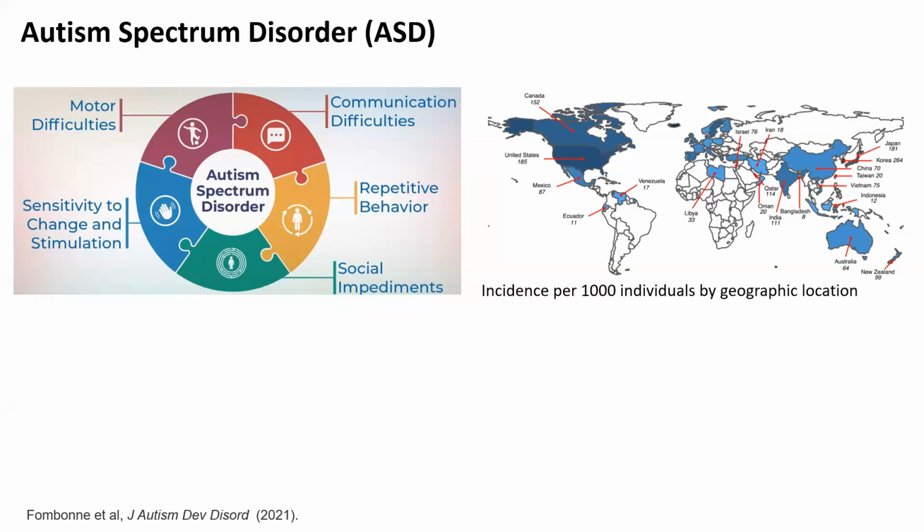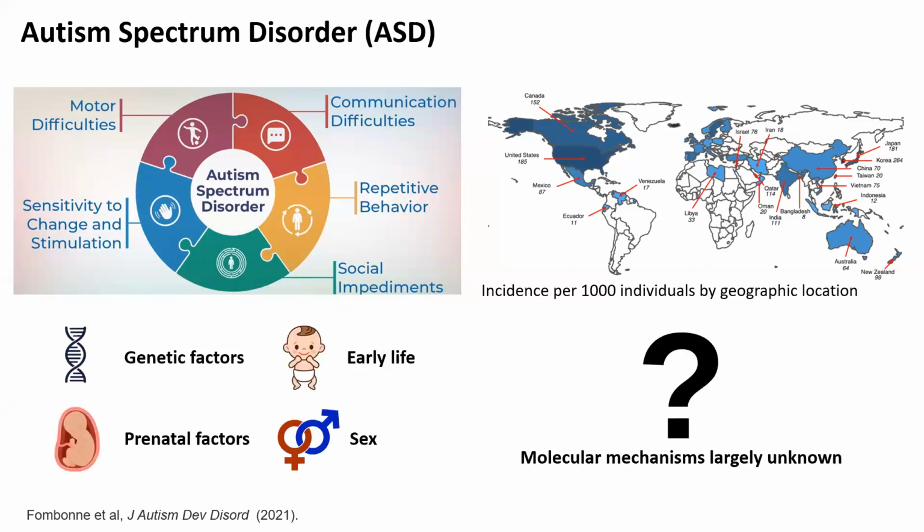And the incidence rates of autism are on the rise in many regions of the world, some places reaching over 2%, actually. Although there are several risk factors that are known for autism, such as genetic factors, but also early life exposure and prenatal exposure, as well as being male, which is associated with a very large increased risk. The overall molecular mechanisms are more or less unknown.